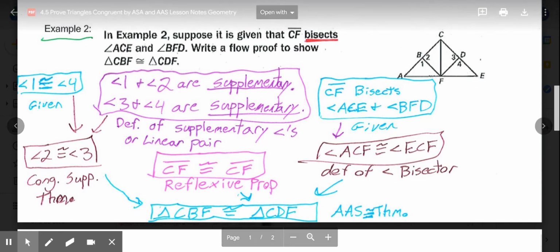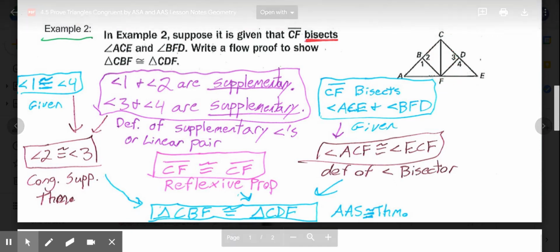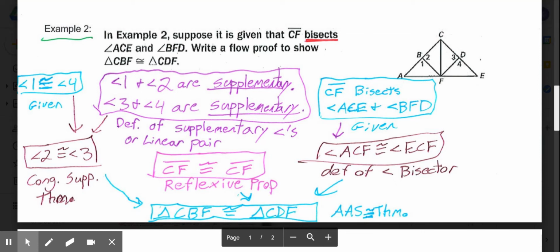But now I can take my info that I have. I know CF is congruent to itself, ACF and ECF are congruent, and angle 2 and angle 3 are congruent. So now I can say triangle CBF, this one here, and triangle CDF are congruent by angle, angle, side.